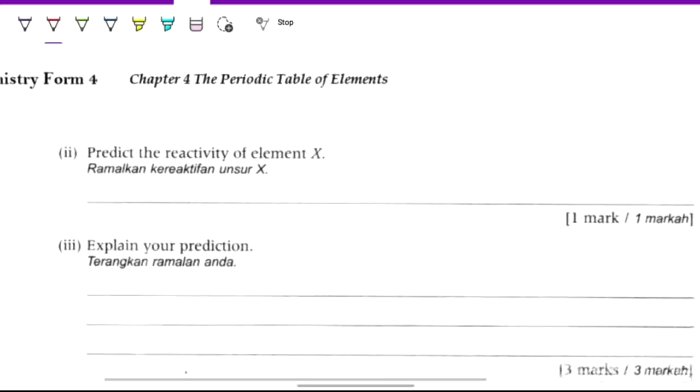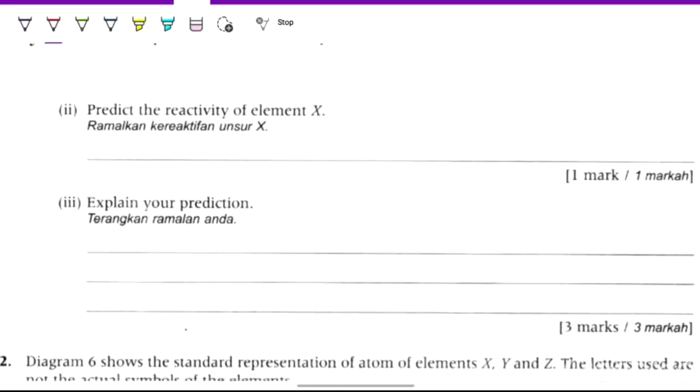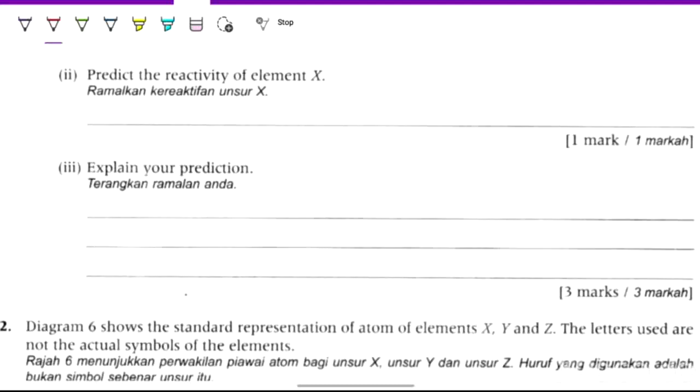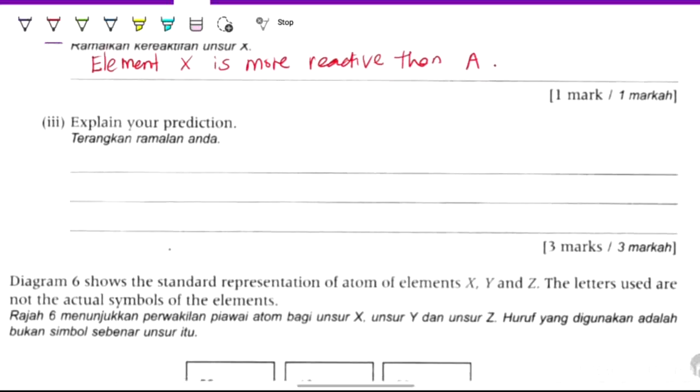Predict the reactivity of element X. As going down group 1, the reactivity increases. So element X is more reactive than A. Explain your prediction. Why do you say element X is more reactive? There are 3 marks.